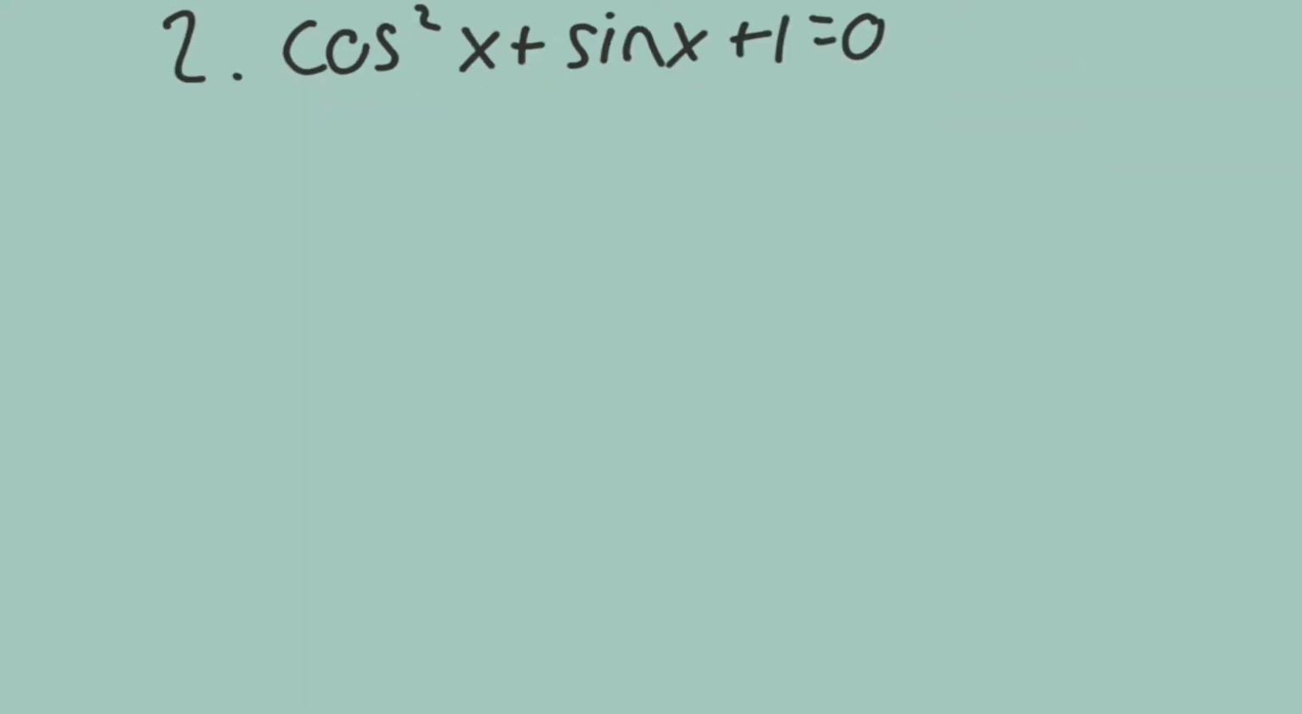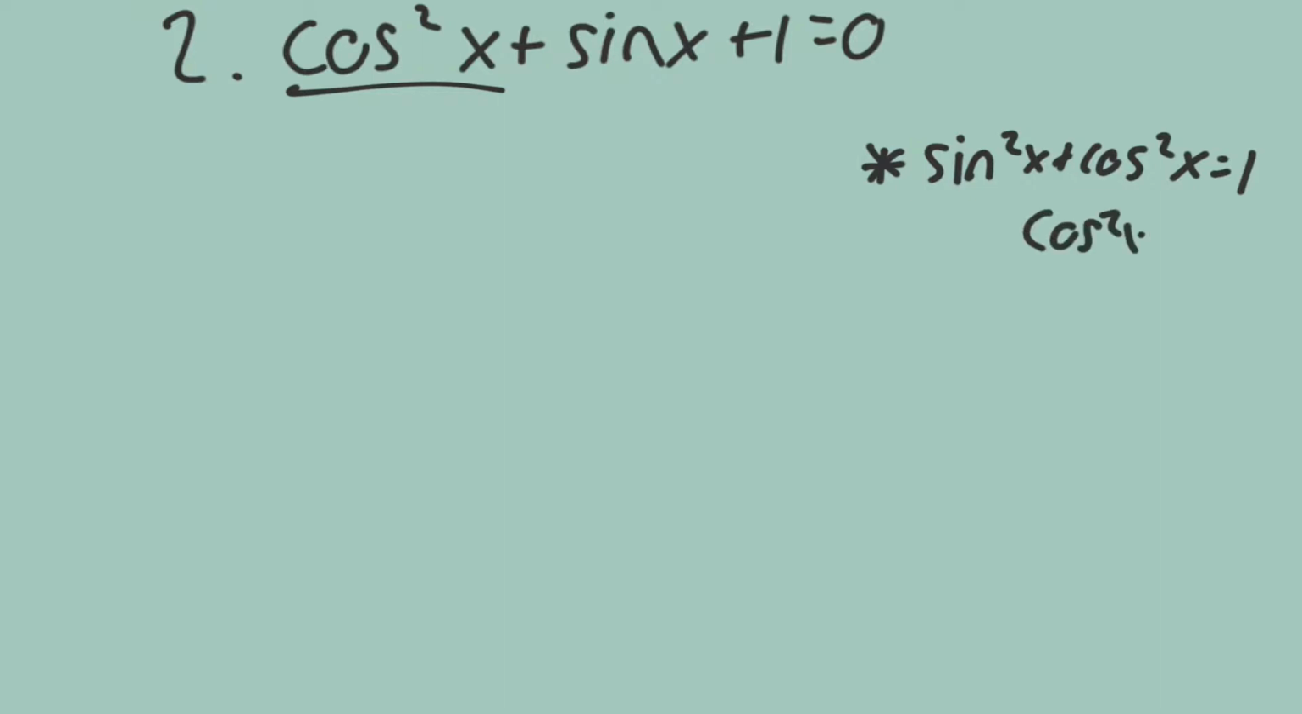This next one looks like one that we could try to factor, but we have two different trig functions. So let's try to substitute for the cosine squared. The Pythagorean identities have sines and cosines that are squared, so we know that sine squared x plus cosine squared x equals 1. We want to try to get cosine squared x by itself so that we can substitute something into the problem. So we can subtract sine squared x. Now it matches with what we have in the problem, so we can substitute the 1 minus sine squared x in for cosine squared x.